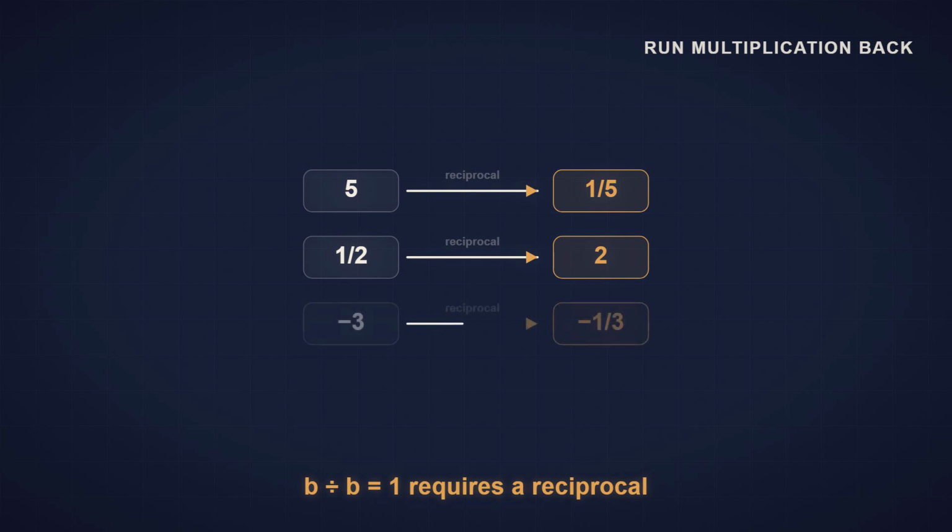Whenever the divisor has a multiplicative inverse, division by that number means multiplying by its inverse. Divide by 5, multiply by 1/5. Divide by 1/2, multiply by 2. This is why non-zero numbers are safe. Each has one reciprocal that takes it back to 1.